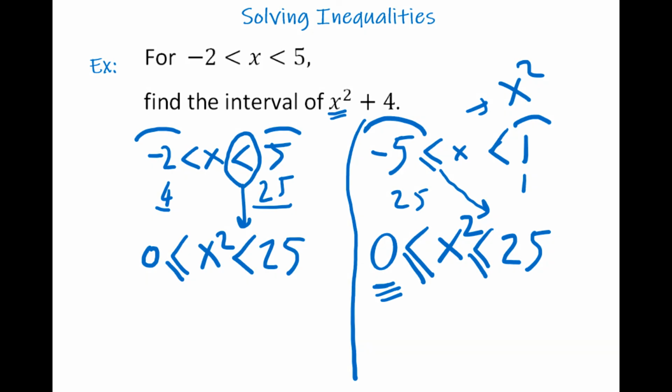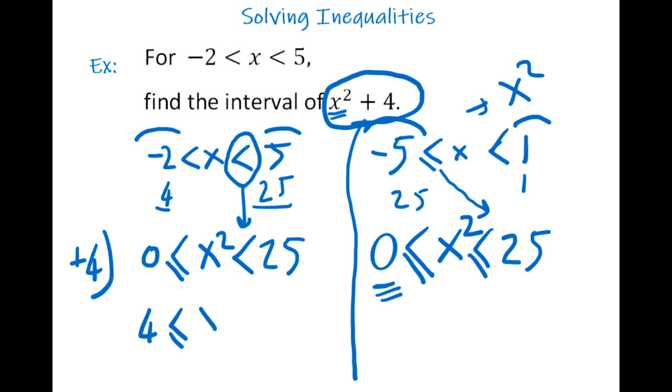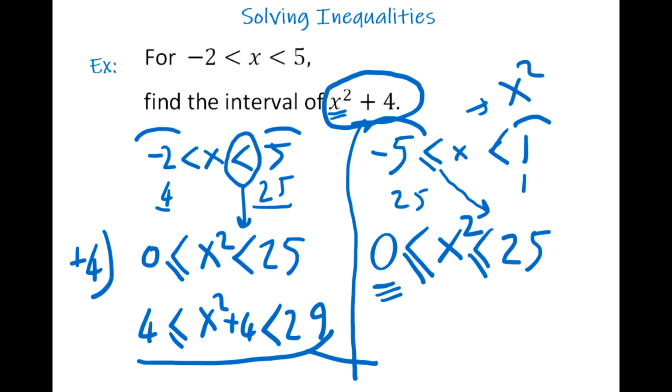And now we're asked to find the interval of x squared plus 4. That means we're going to add plus 4 to both sides, and that is going to be 4, the same symbols, x squared plus 4, and that is going to be less than 25 plus 4, which is 29, guys. So that is our answer, and we can write it as an interval: 4 is a closed interval, 29 is an open interval.